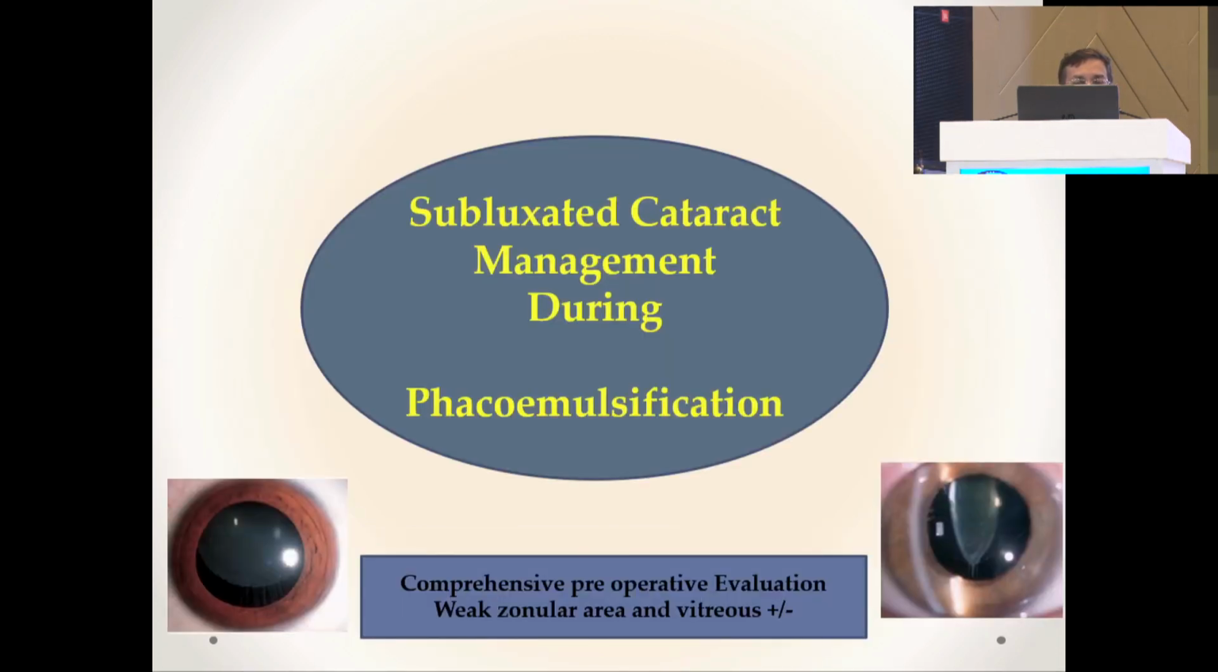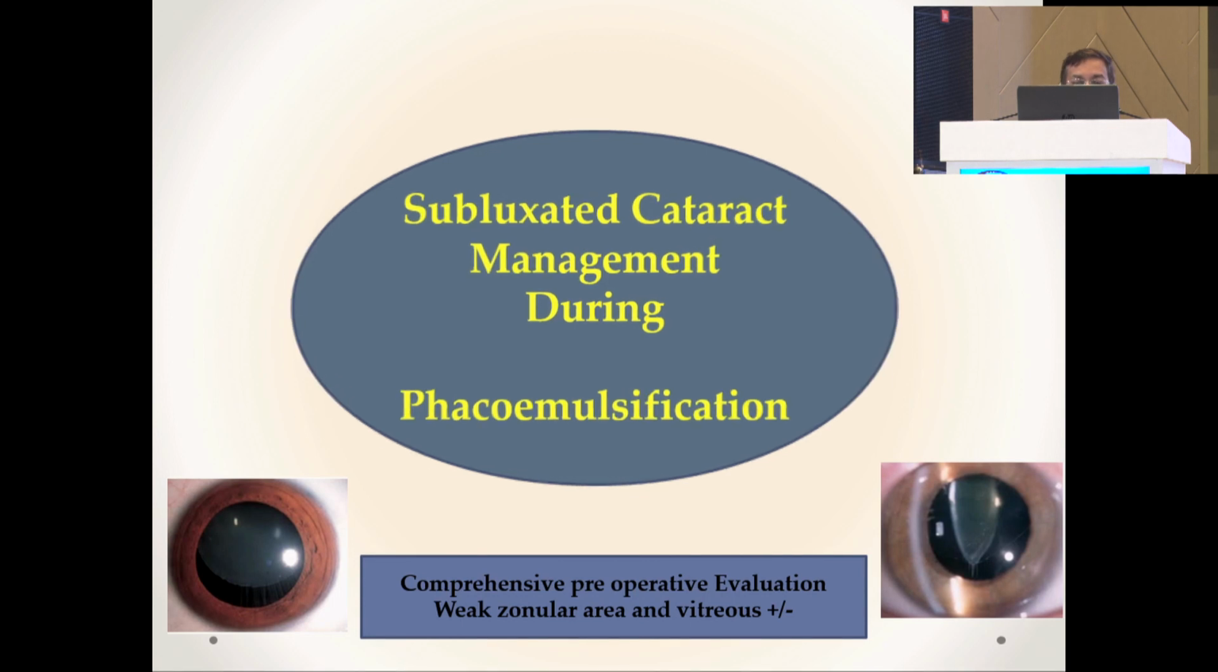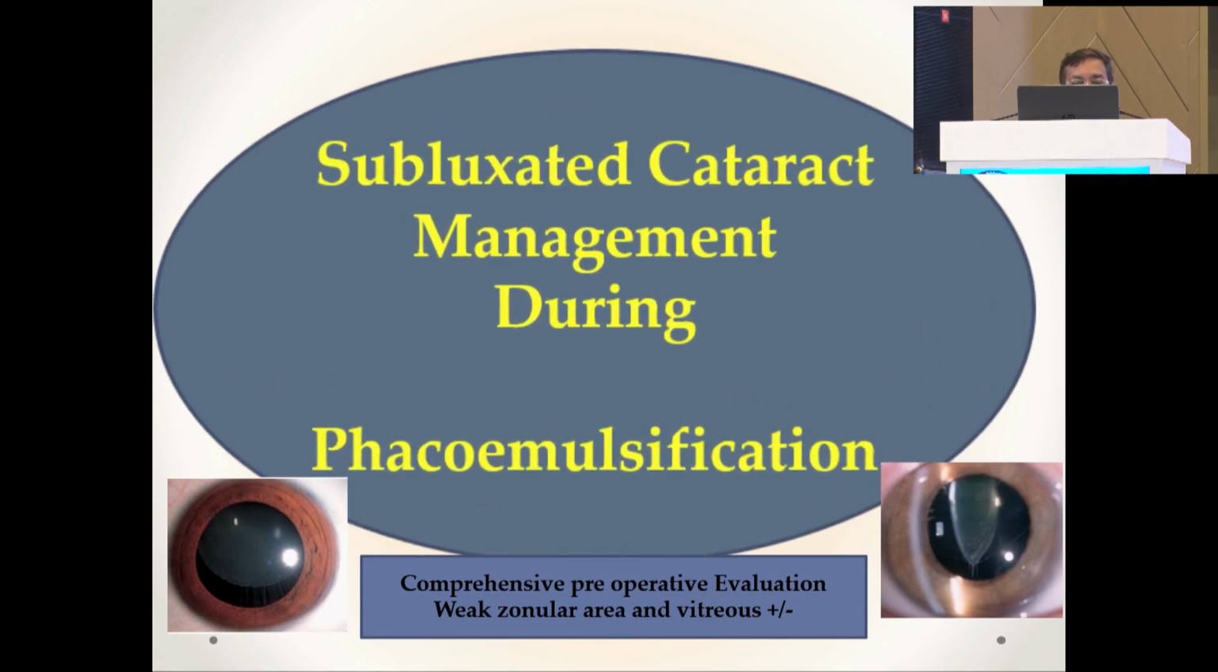And mainly, if you have to manage the nucleus, it needs comprehensive preoperative evaluation, and you have to assess the area of weak zonules and the presence of vitreous in the anterior chamber.